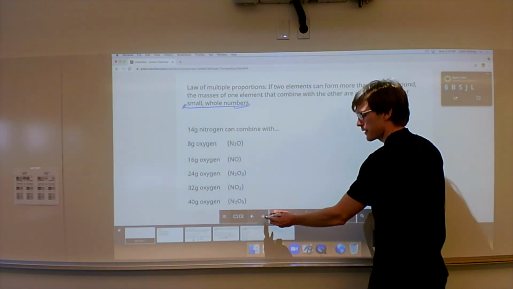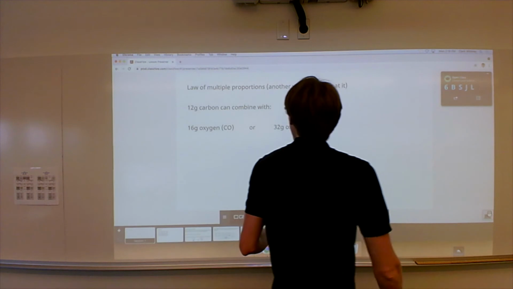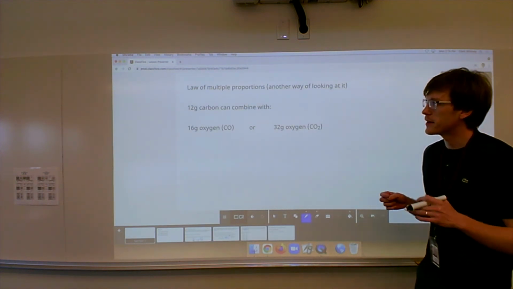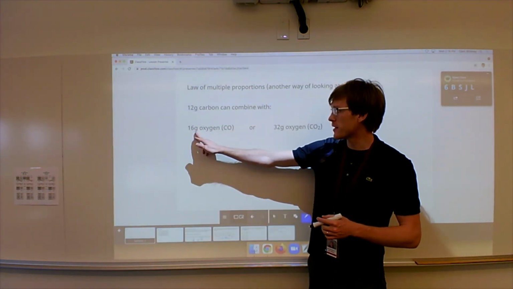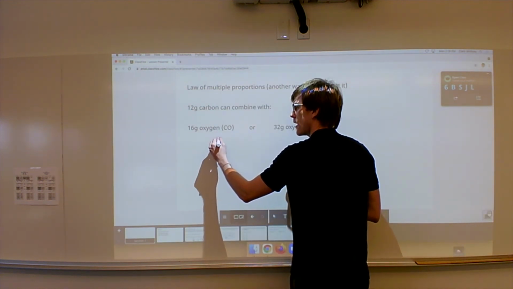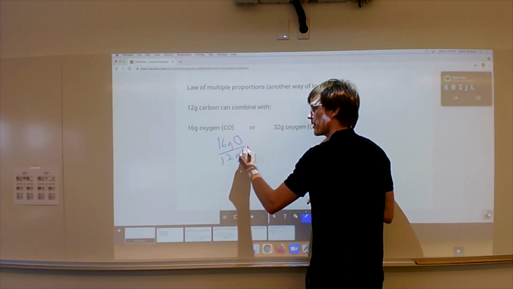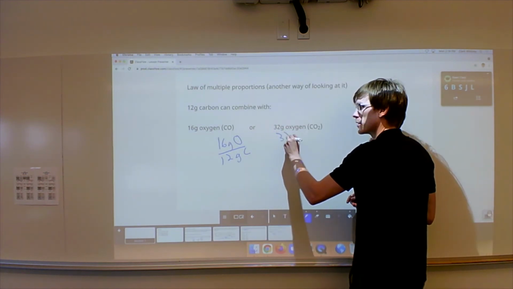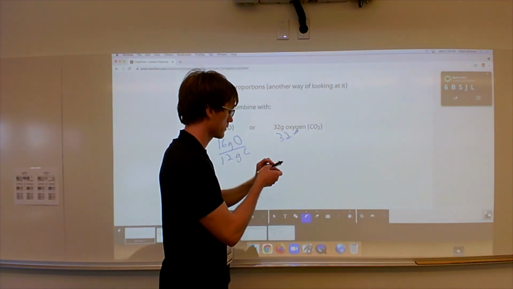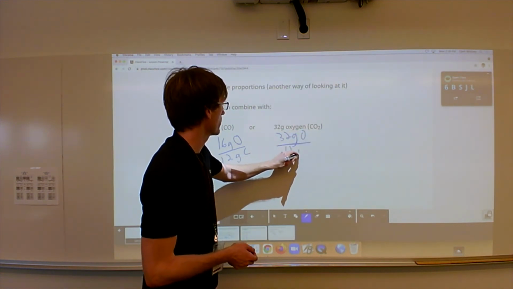Now, another way of looking at this is, let's say carbon, for example. Let's go back to our carbon monoxide versus carbon dioxide. I happen to know that 12 grams of carbon can combine with 16 grams of oxygen or 32 grams of oxygen. Let's take a ratio here. Let's take our 16 grams of oxygen for every 12 grams of carbon versus our 32 grams of oxygen for every 12 grams of carbon.